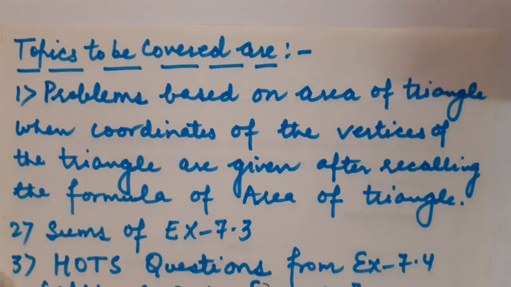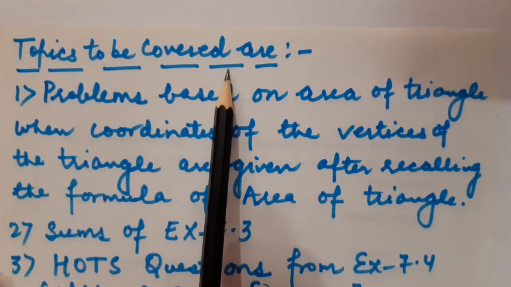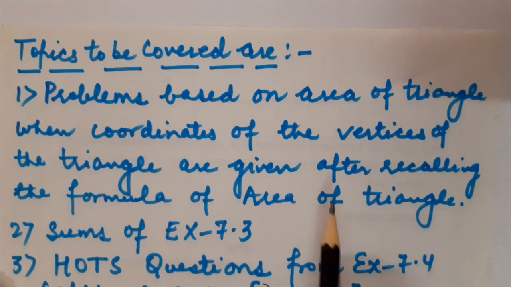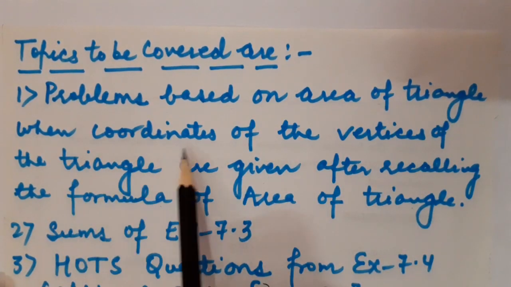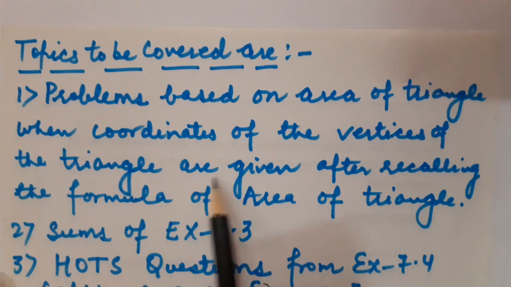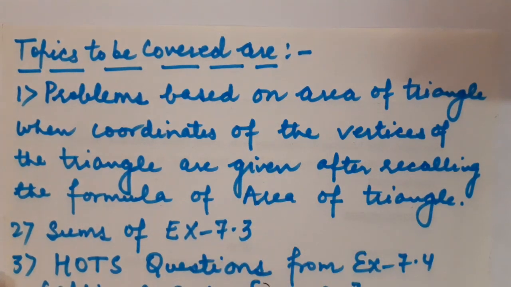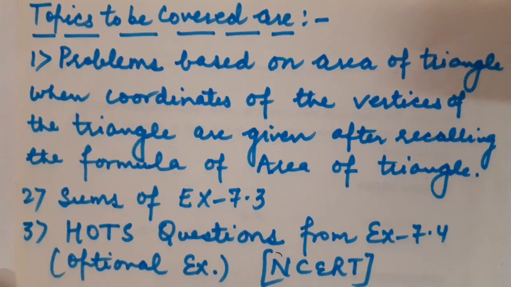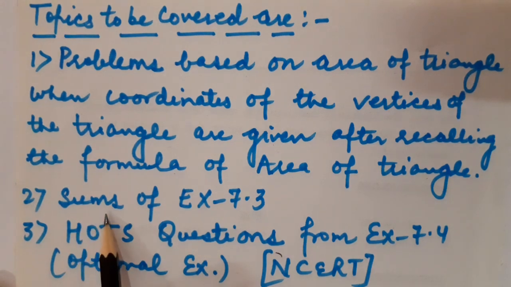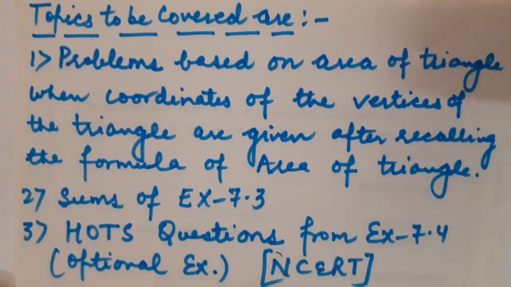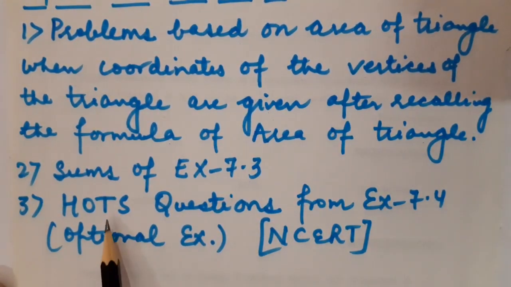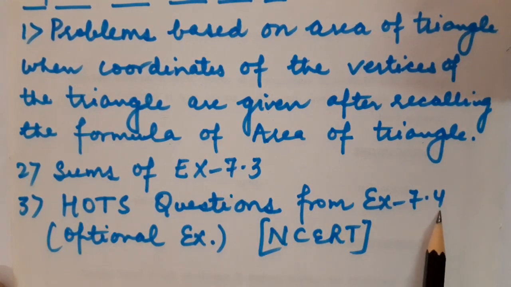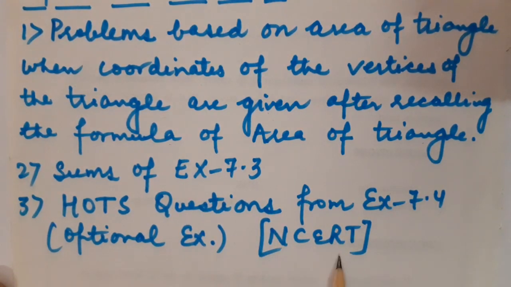Fine, students. So the topics which I am going to cover today are, first of all, I will make you recall the formula of area of triangle. After that, we will be doing the problems based on area of triangle when the coordinates of the vertices of the triangle are given. And for that, children, I am going to take the problems, or I should say the sums, from exercise 7.3. Then, children, after that, I will start HOTS questions from exercise 7.4, that is the optional exercise of NCERT.